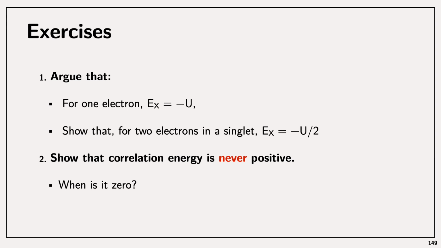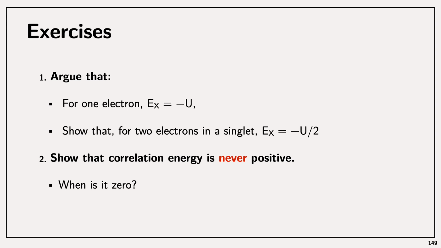So, for example, for one electron, we can argue that Ex is equal to minus U. Well, that one is an easy one because, of course, the electron-electron interaction is Ex plus U. But in total, there is no electron-electron interaction in one electron. So therefore, Ex must be equal to minus U so that the sum of Ex and U equals 0. That's pretty obvious. So think about it.